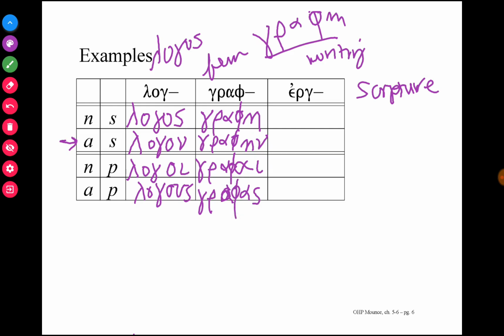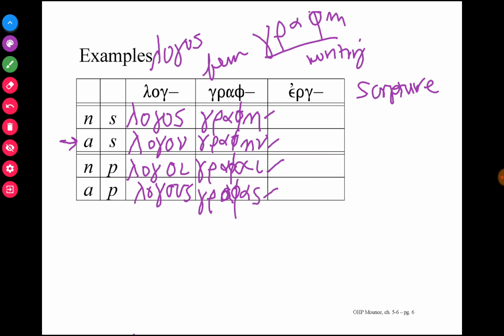So let's read this together. The paradigm or the case endings, nominative, accusative, for the feminine noun graphe would be graphe, graphane, graphi, graphos. Let's say this again. Graphe, graphane, graphi, and graphos.